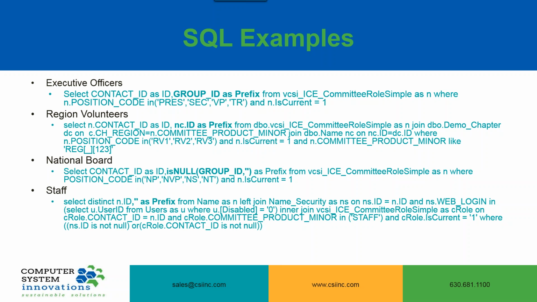My national board group and staff group both have different ways of identifying that the chapter ID prefix will be blank. That is null group ID or null is prefix. This just says that they'll have access to all chapters no matter what. So any chapter that is showing in ICE, they will have the ability to look at that chapter's information.